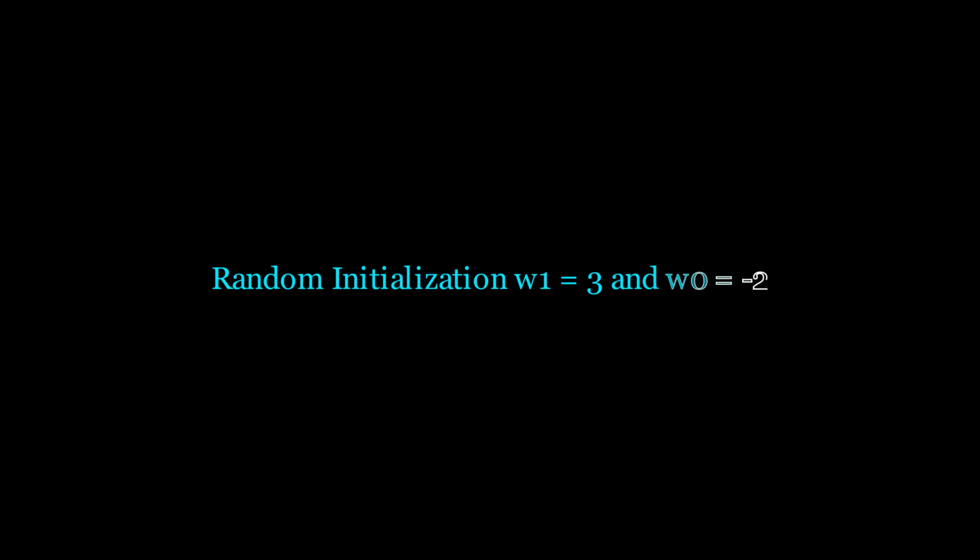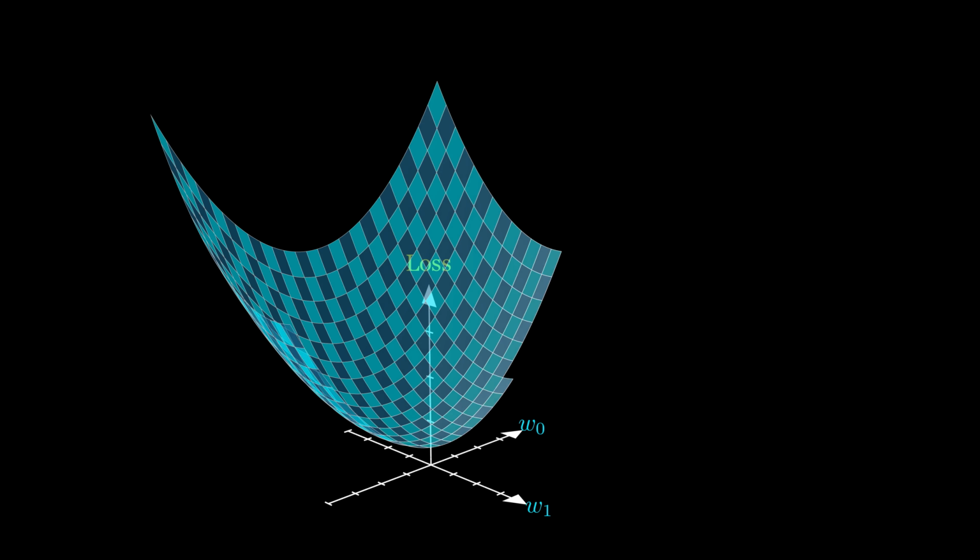The first step in the gradient descent process is the random initialization of our parameters, W1 and W0. For this example, let's assume we have initialized W1 at 3 and W0 at -2. By observing the graph, we can see the starting position of W1.